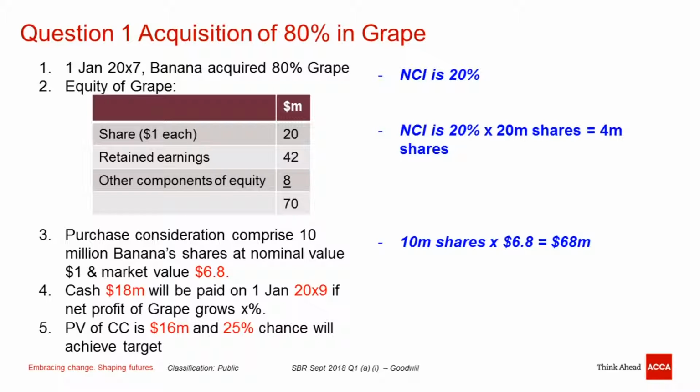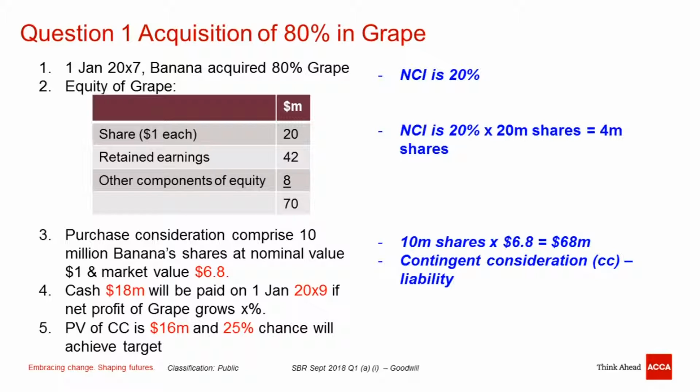Now, apart from shares, the parent company also pays cash to acquire the subsidiary. How much cash is paid? 18 million. But be careful, the cash is not paid immediately. It is paid in 2 years' time, in 2019, if the net profit of the subsidiary grows a certain percentage. So there is a criteria before the cash is paid. What the percentage of growth of the net profit is doesn't really matter. It shows that this cash may or may not be paid, only upon the achievement of the target of the subsidiary. So this type of consideration, we call it contingent consideration, CC.